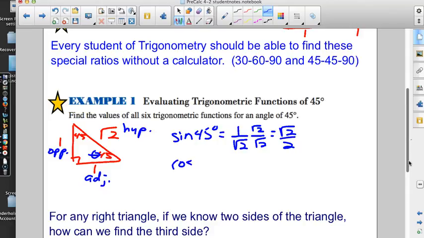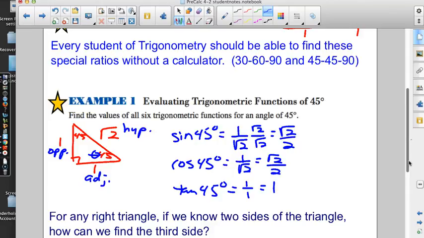And then cosine of 45 degrees is going to be adjacent over hypotenuse, which again is 1 over the square root of 2. So we can just cut to our answer, square root of 2 over 2, because we know that's going to be the same. And then tangent of 45 degrees is opposite over adjacent, which is going to be 1 over 1, which is 1. And then we need to do some flipping. So sine, what's the reciprocal again to sine? Cosecant.